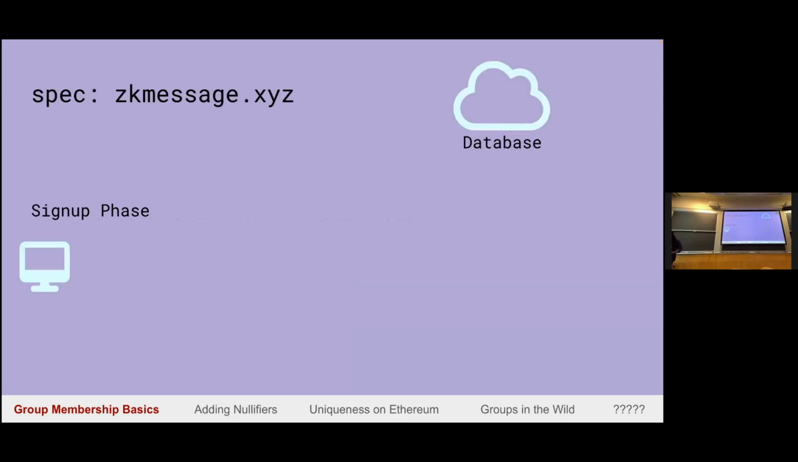OK, so how does this work? So the idea is that when someone's signing up for zkmessage.xyz, you can see there's two parties here. There's their computer, and there's whatever database, which can be the blockchain, a cloud, a server, a website.